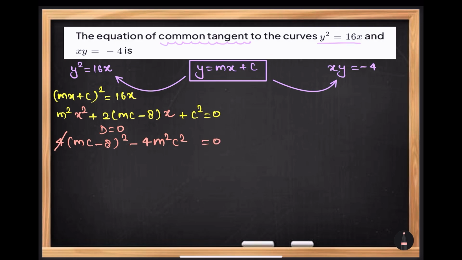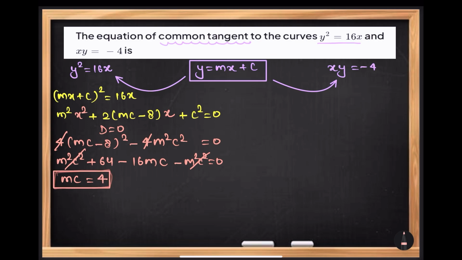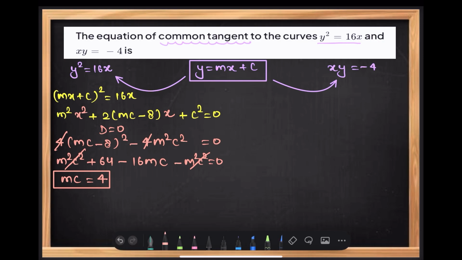Now can I divide both sides by 4? Done. So we get m²c² + 64 - 16mc - m²c² = 0. So this term is gone. Can I write mc = 4, correct? And if you recall the condition of tangency for a standard parabola, it was a = mc. So we got the first relationship.